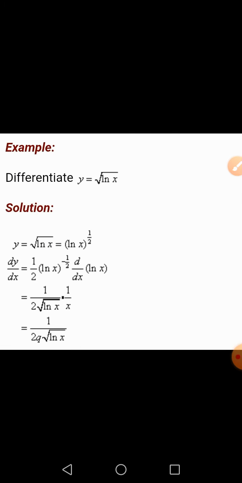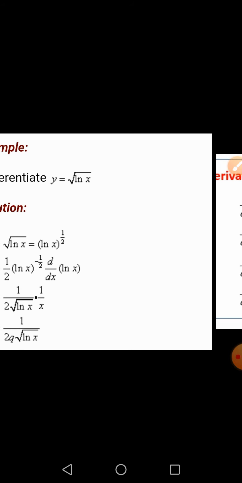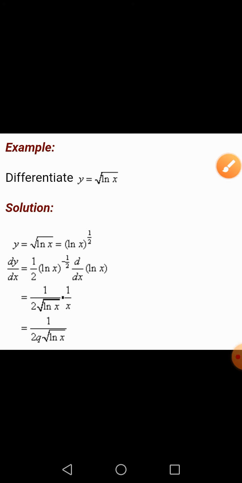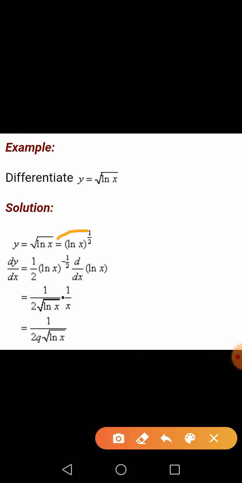Okay, let's see one of them here. Y equals square root of ln x. Of course, you know the square root can be written as a power of one half. Then solve it as the power rule: you bring down the half and subtract 1, so it will be half times ln x all to the power negative half. Then get the derivative of the inner, ln x. What is the derivative of ln x? Amazing, 1 over x. And that's all.